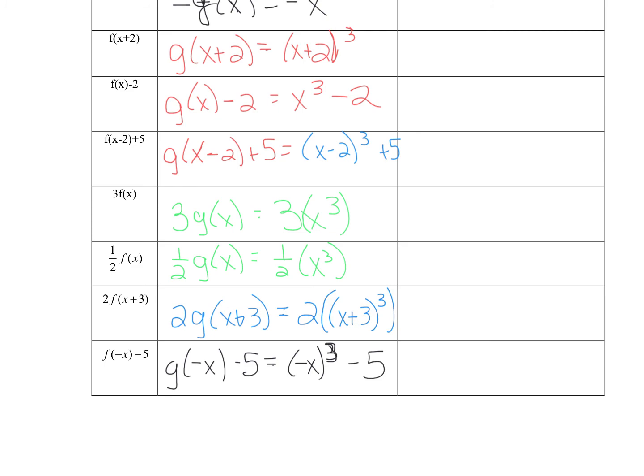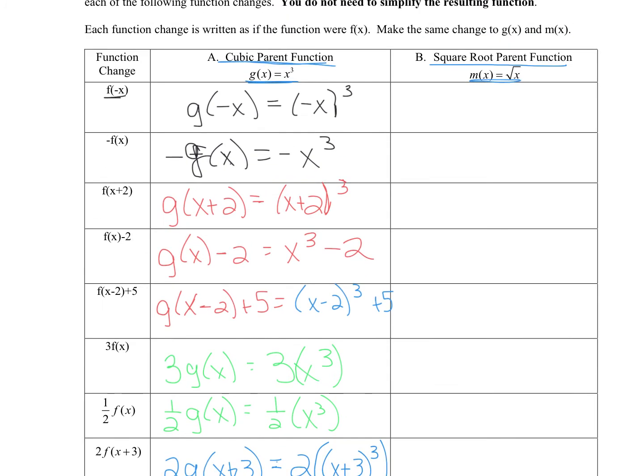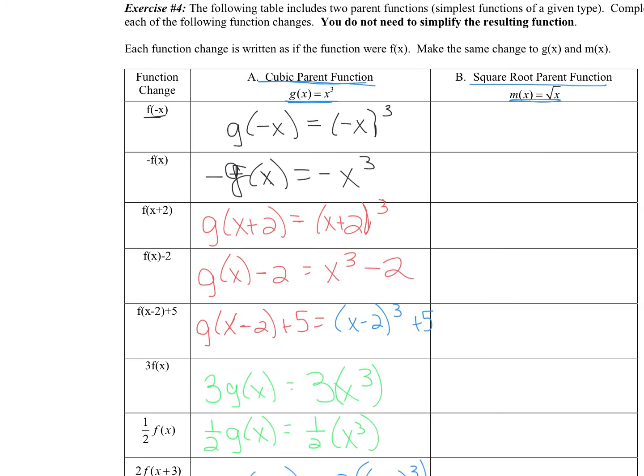So I highly suggest that you try those same changes to the square root parent function. If you're watching this, if you're absent or for some other reason, you can watch me, but you will kind of want to get something down and then check it. So hopefully you've tried them. I'm going to do the same things with m of x a little faster.